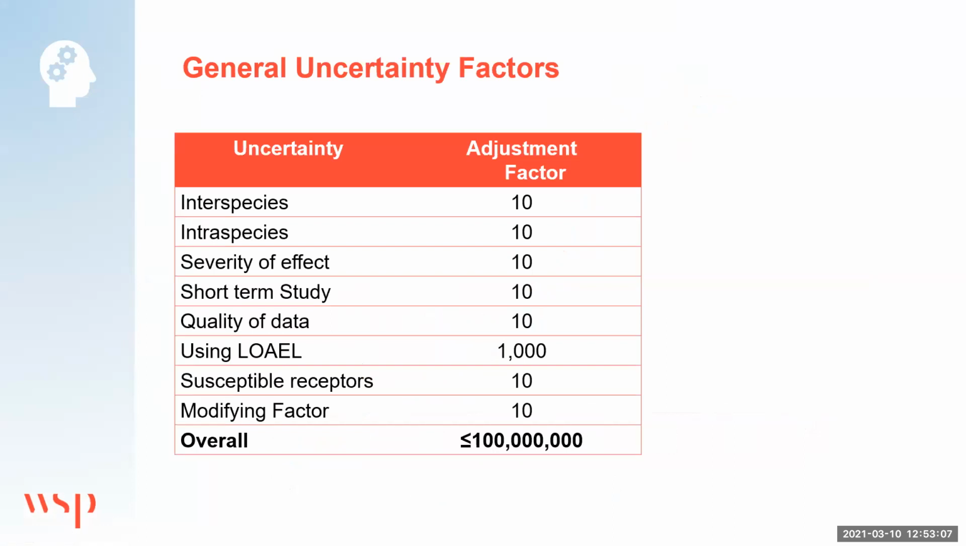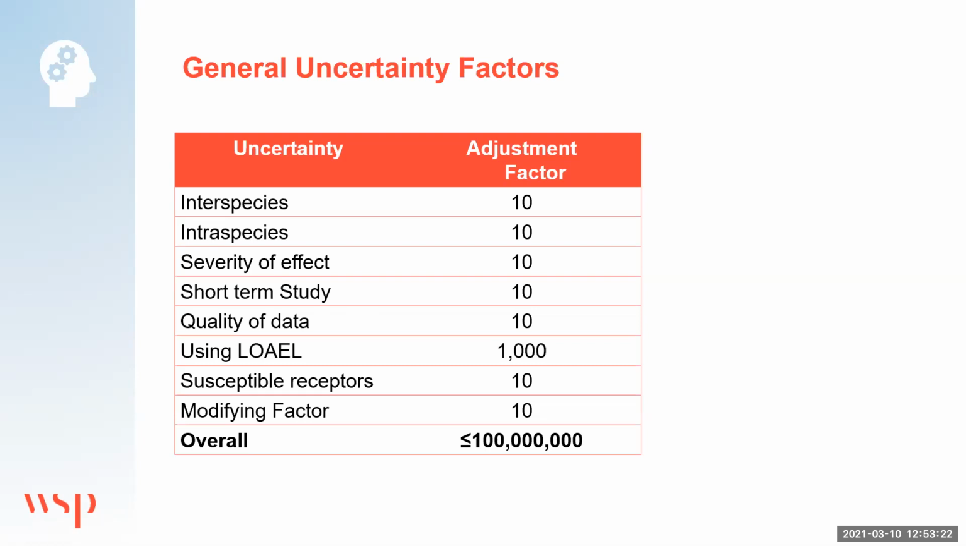Here is a table of some general rules of thumb for uncertainty adjustment factors. This is sort of in the toxicological, epidemiological world. This wasn't directly provided by Safe Work.